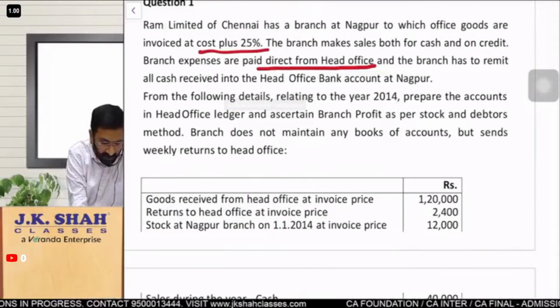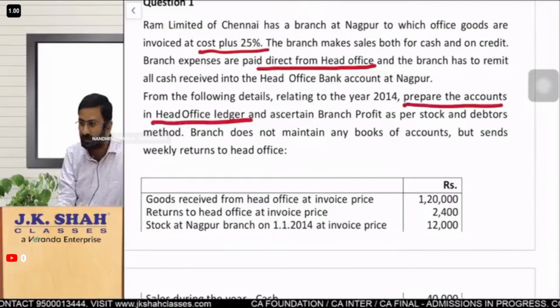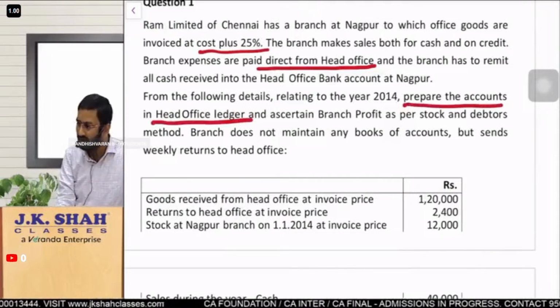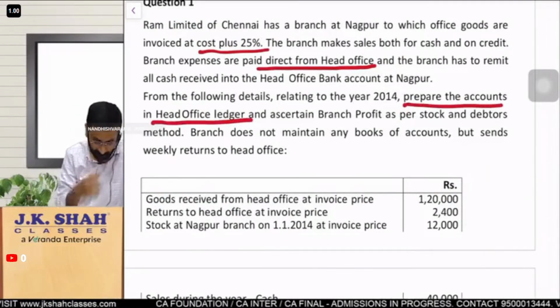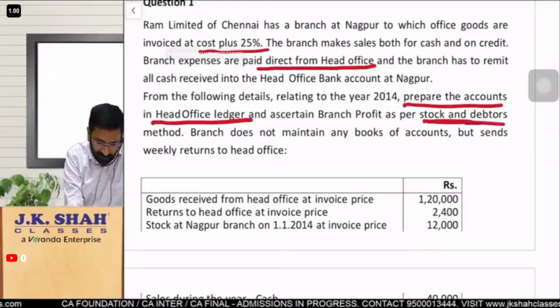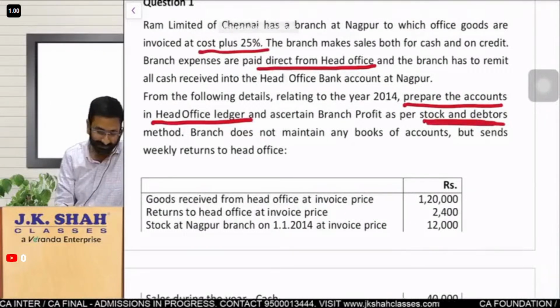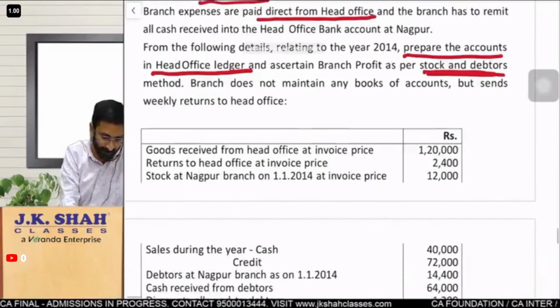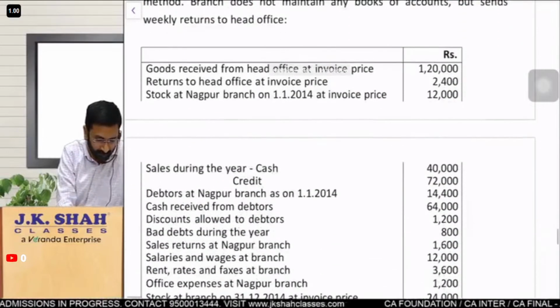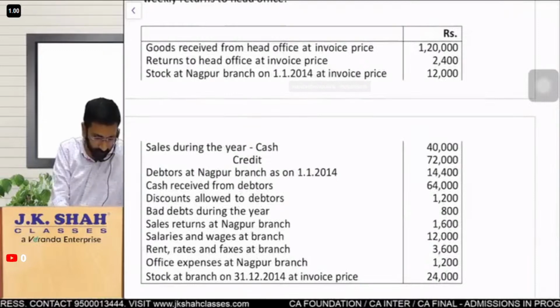Prepare accounts in the head office ledger. So who is preparing accounts? Head office. So what kind of branch is it? A dependent branch. Okay, continue. Branch profit as per. Okay. Continue.